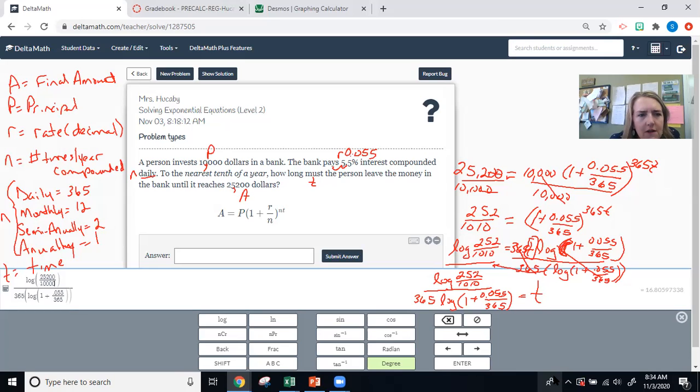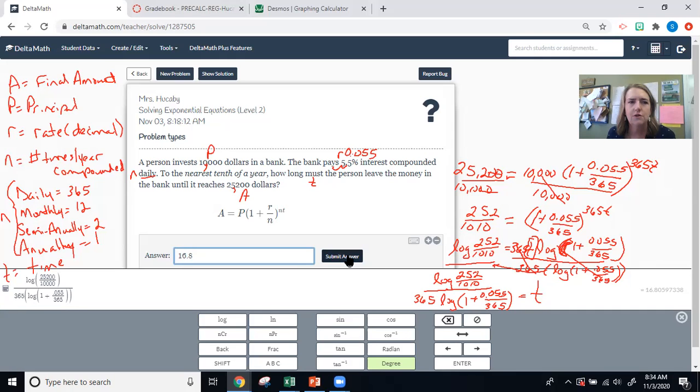25,200 over 10,365. Oh, look, that number looks better. So this is a really cool calculator. If you do make a mistake, if you get a negative number and you're like, time is not negative, you can go back and look and see how you might have entered something wrong. So let's try this answer. It says to the nearest 10th of a year. So this is 16.80. So that is going to be 16.8.